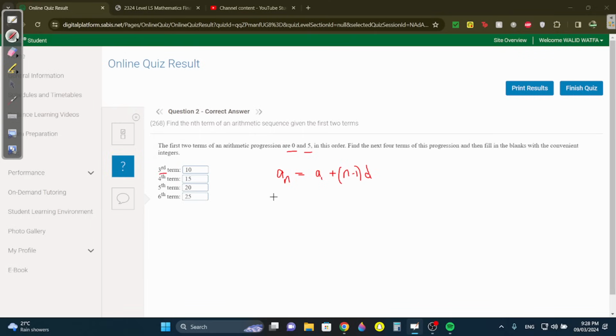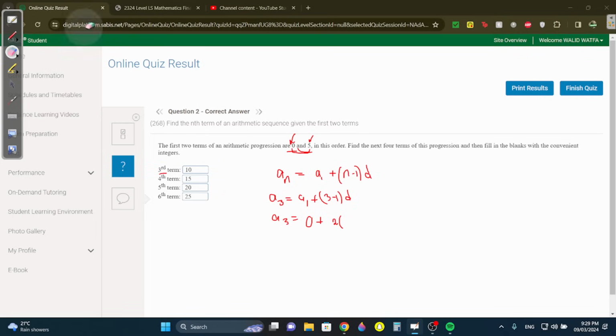So let's say we want a3. It's going to be a3 equals a1 plus 3 minus 1 d. Okay, can we solve this? Yes, it's easy. A3, A1. What's the first term? 0. Plus 3 minus 1, 2, times d. What's the difference between 0 and 5? You always take the final minus the initial. Please, nobody do 0 minus 5 equals negative 5. So the difference is 5.